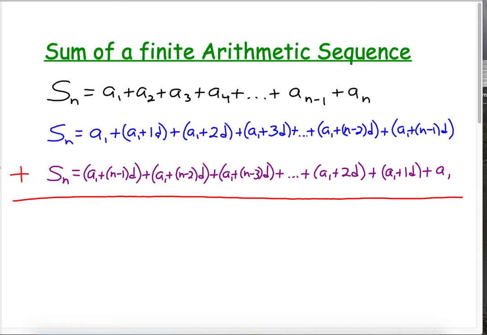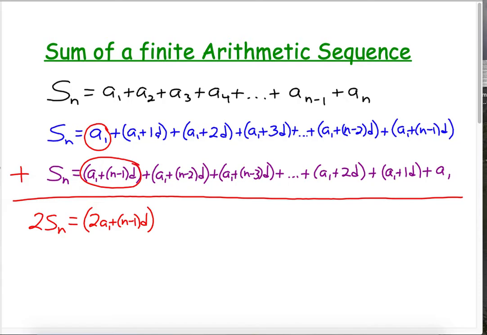What's S sub n plus S sub n? Well, that's 2 S sub n's. All right, now let's add this first one here. Let's match all these up. So the first one here with the first one here. What do I get when I add those? Well, I'm going to get 2a sub 1 plus n minus 1 times d.